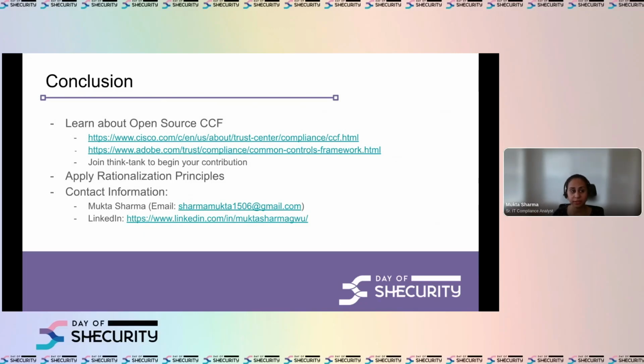Another thing is to join a think tank to begin your contribution. There are a lot of think tanks coming up to build a common control framework that they can give to startups or big companies, trying to build a golden standard for it. If you look for common control think tanks, you will definitely come up with some links. Think of contributing there. Apply the rationalization principles that I already spoke about.